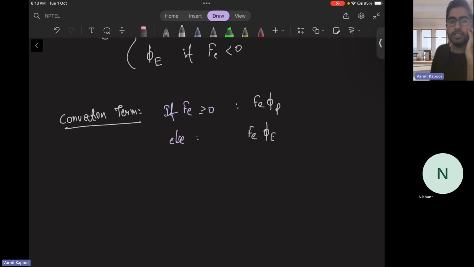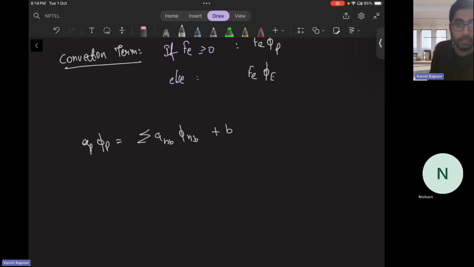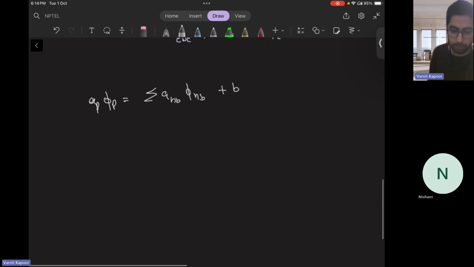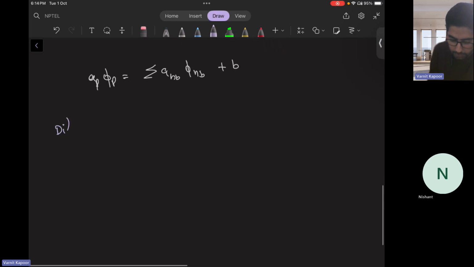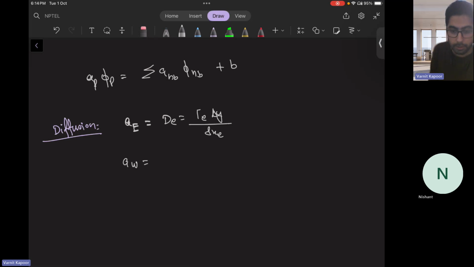So how does your equation look after discretization? We all know that the equation looks like AP phi P equals the summation of A neighbor phi neighbor plus B. So this was the only part for the convection term. The rest, the diffusion term, will be similar. If I write the diffusion terms, AE will be DE, which is nothing but gamma east delta Y by delta X east. Similarly, AW will be DW.